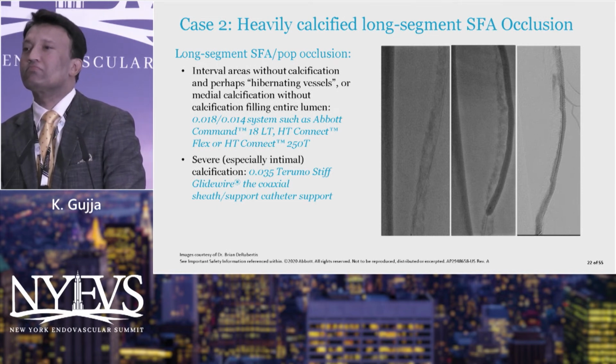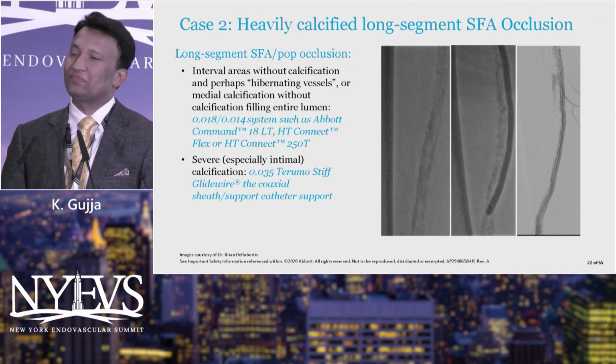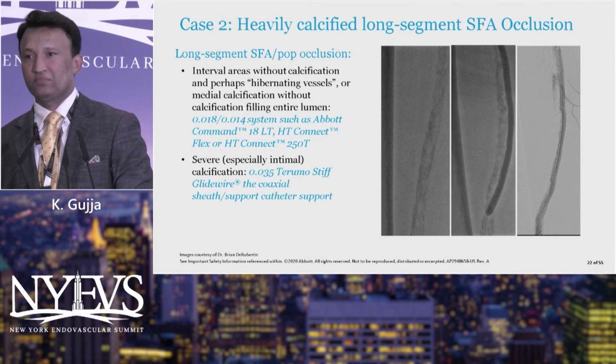In your preliminary approach, when you're escalating your wire strategy, do you try to start with a CTO curve and kind of try to cross it that way? Or do you start with a soft curve and try to find the channel first, and if that doesn't work, go for a stiffer wire with a CTO curve?